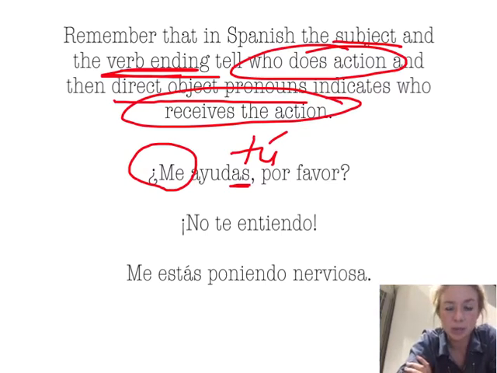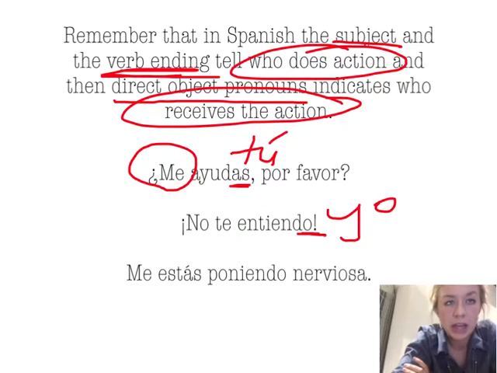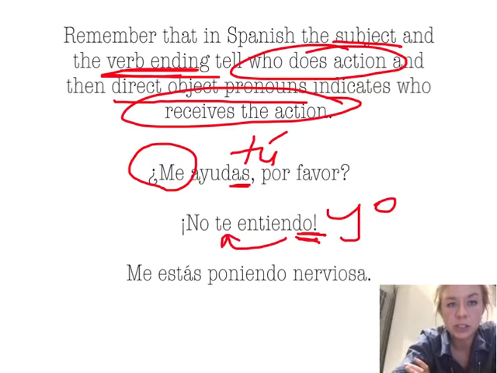How about in this next example? The person doing the action is the verb ending. So we know that -o comes from yo. So no te entiendo. I don't understand you. You are the person receiving the action. I don't understand who or what. I don't understand you. Last one here is from your vocab, so we'll break it down a little bit.